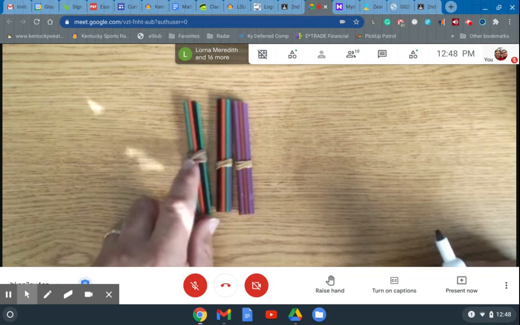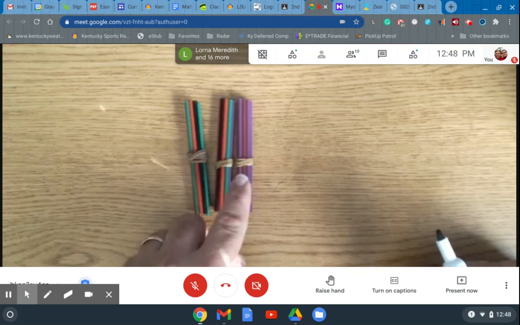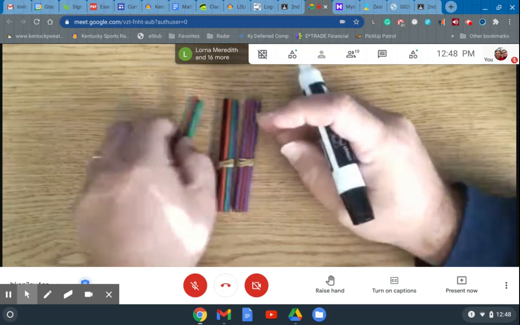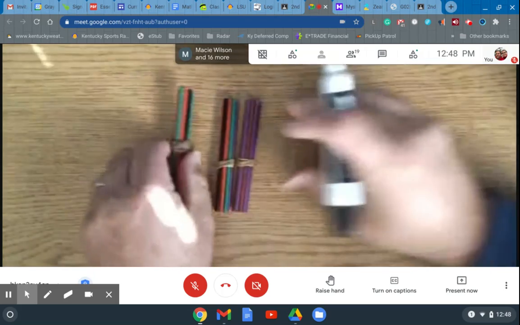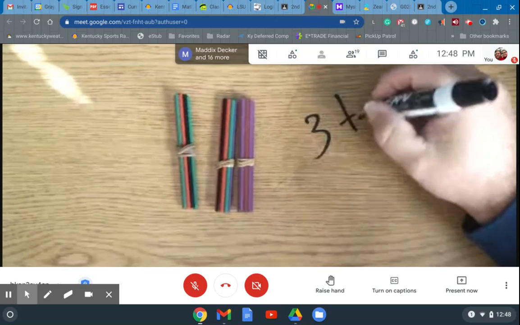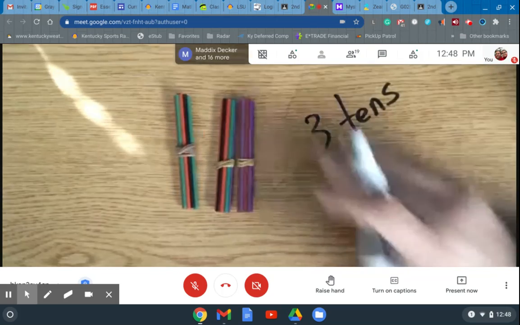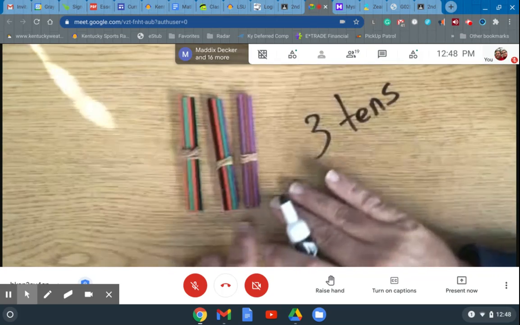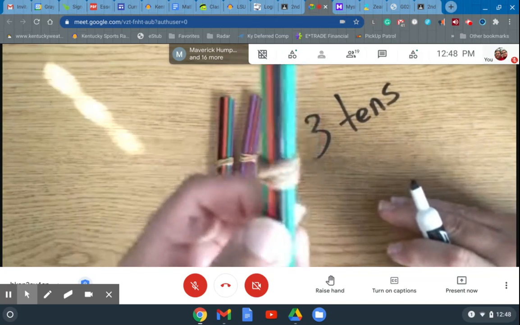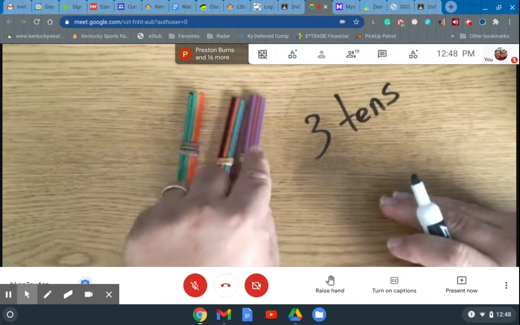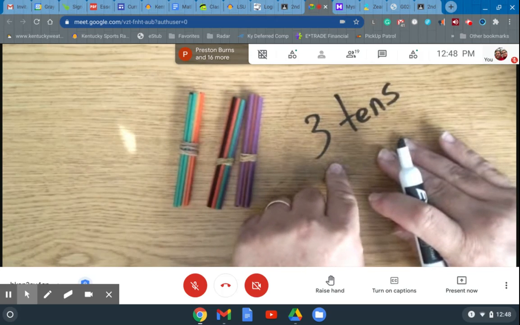It looks like 3 ones. Well, they're not ones, what are these? Tens. There are 3 tens. Okay, that's what it looks like. It looks like 3 tens. Okay, 3 of these things. There's 1, there's 2, there's 3, so there's 3 tens.